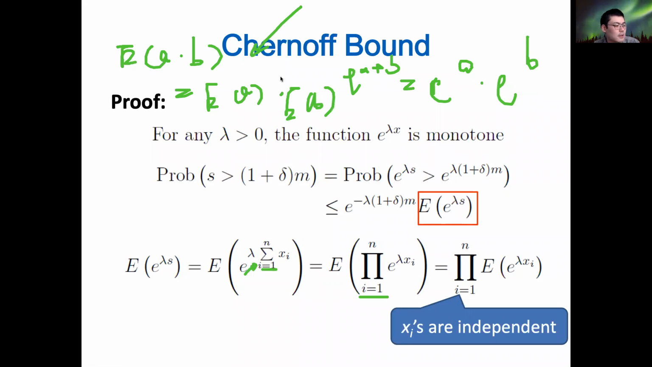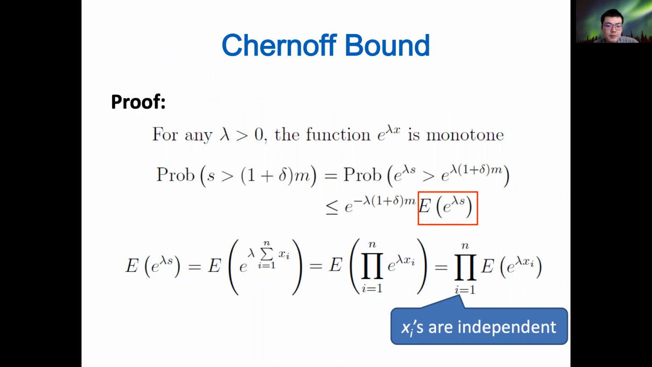This product only holds if a and b are independent, which is our case, right? So every variable for different i is independent, right? So then we can multiply them, each one independently, okay? I hope you can see this.